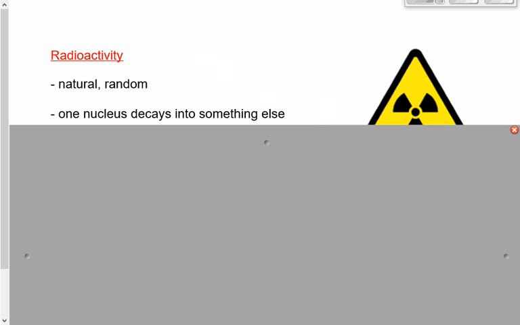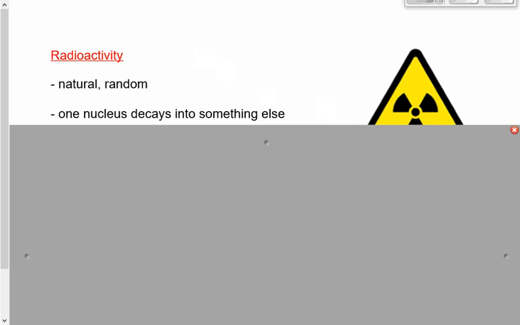In chemistry, you're learning about chemical reactions, things involving the electrons that orbit around the nucleus, the interaction of electrons that cause certain elements to interact with other elements. Now we're talking about interactions between protons and neutrons in the nucleus itself, and changing not one compound to another compound, but one element to another element.